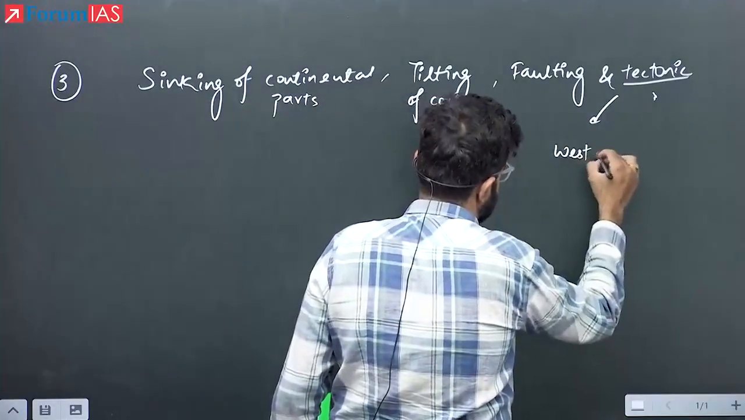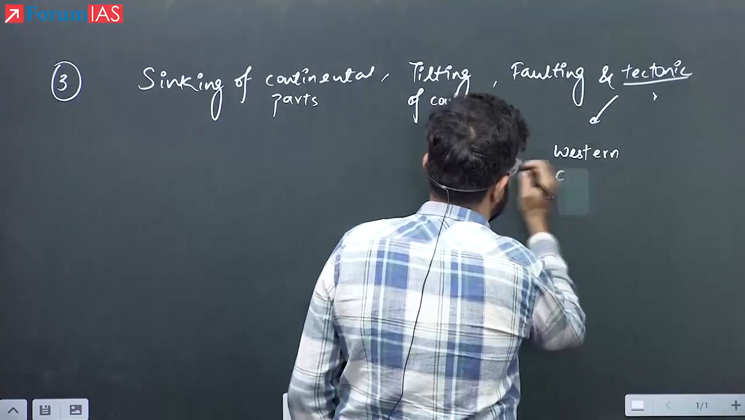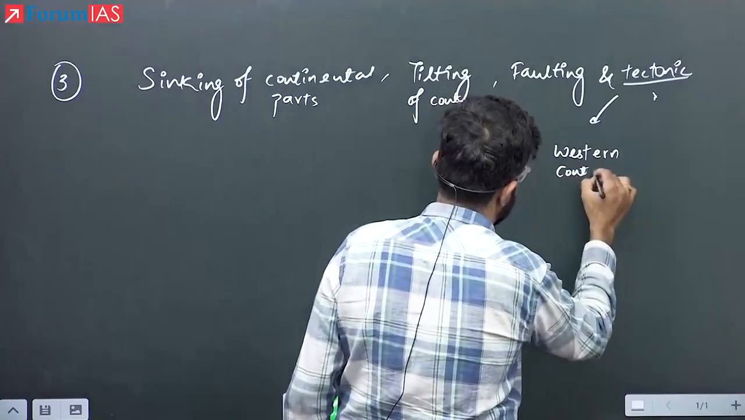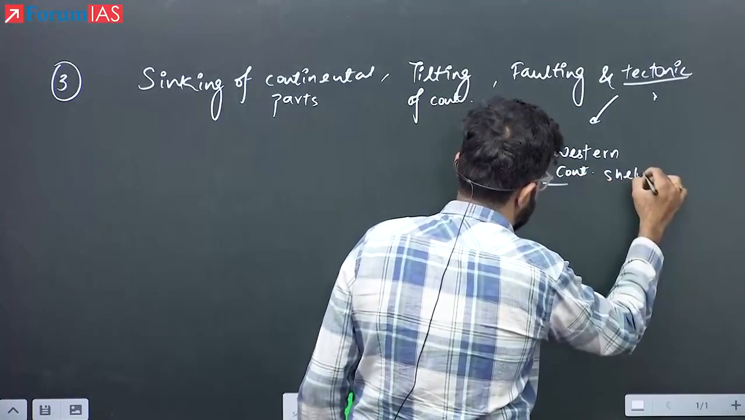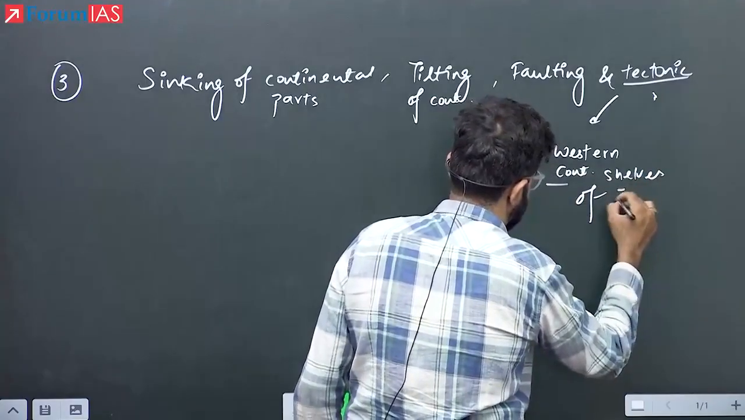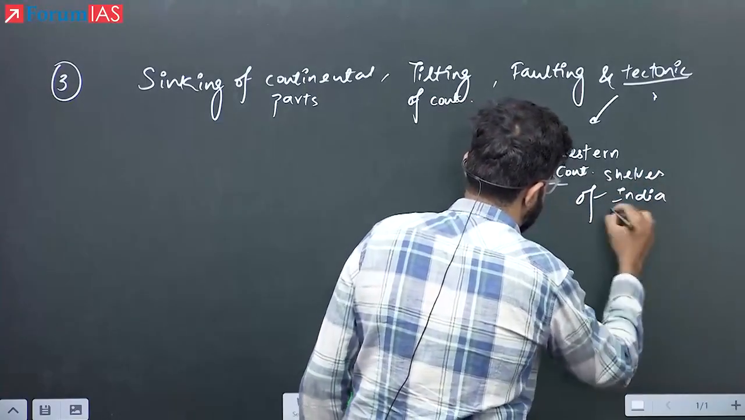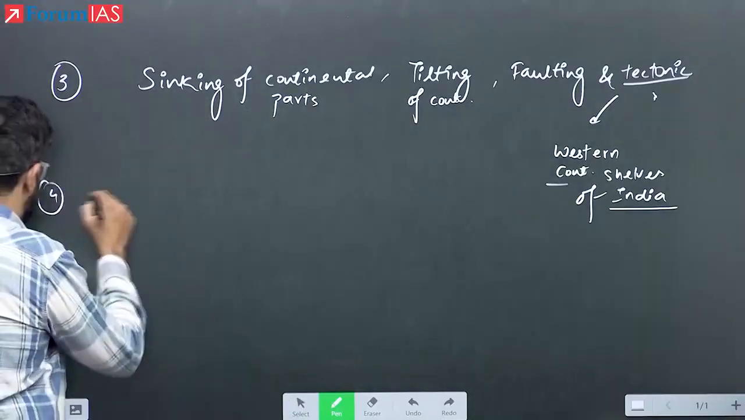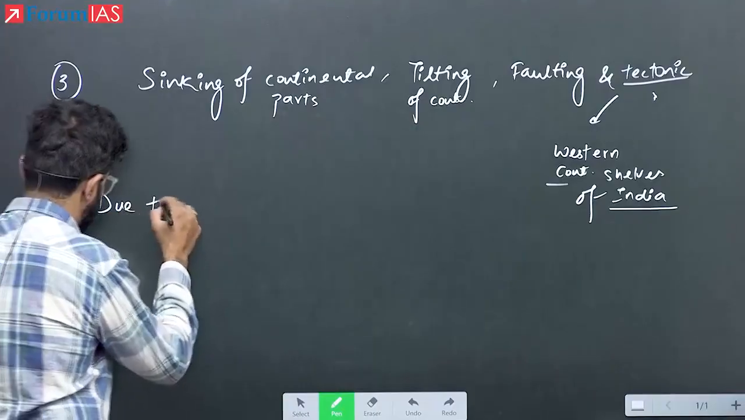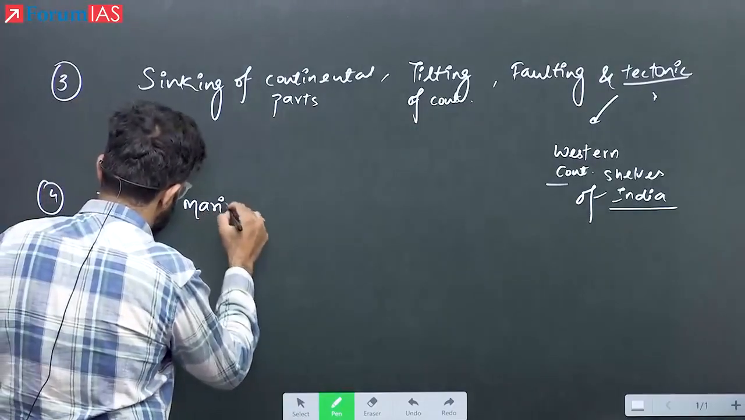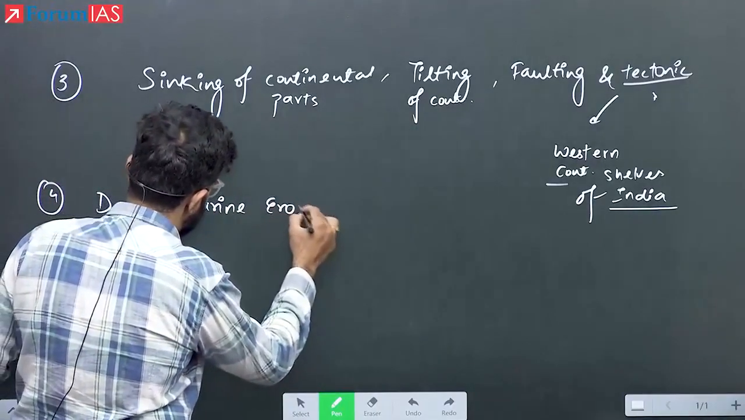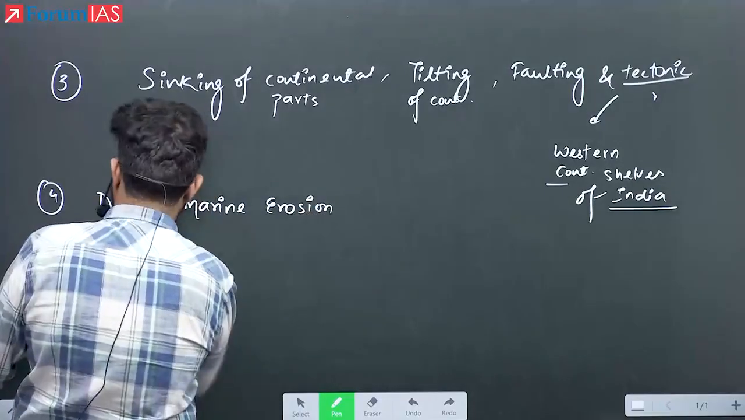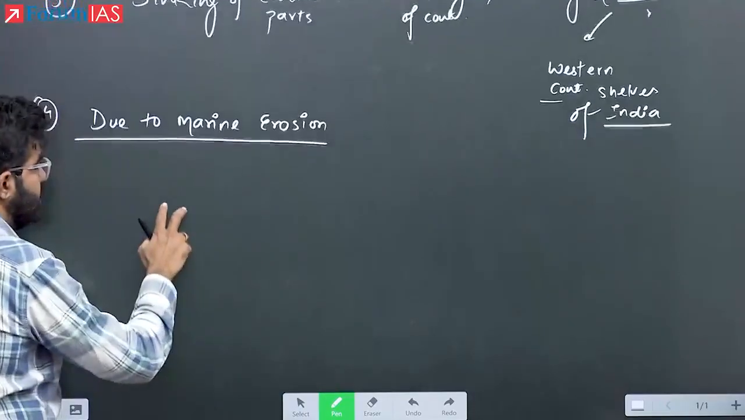Western continental shelves of India. Fourth, due to marine erosion.